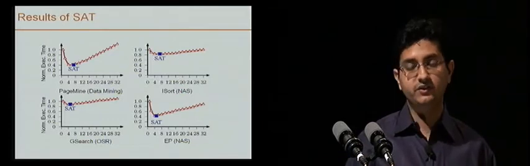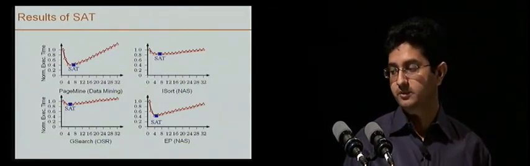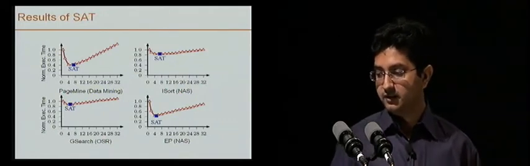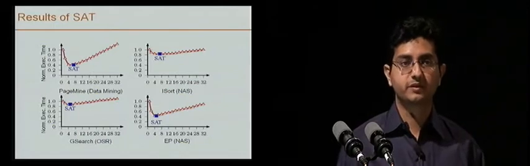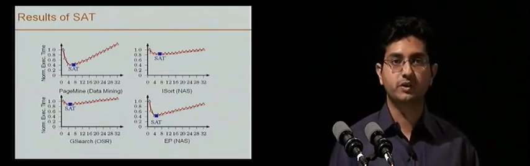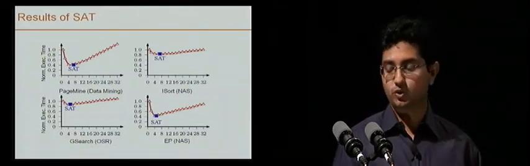Similarly, for iSort, gsearch, and EP, the number of threads chosen by SAT is close to the optimum number of threads. Thus, if instead of setting the number of threads equal to the number of cores, we use SAT to choose the number of threads, we can save power as well as execution time.